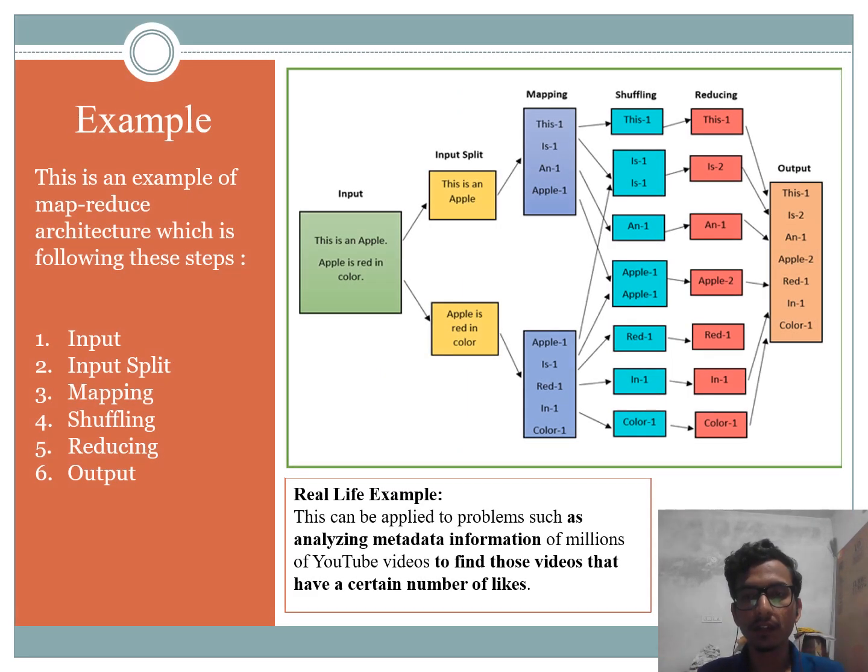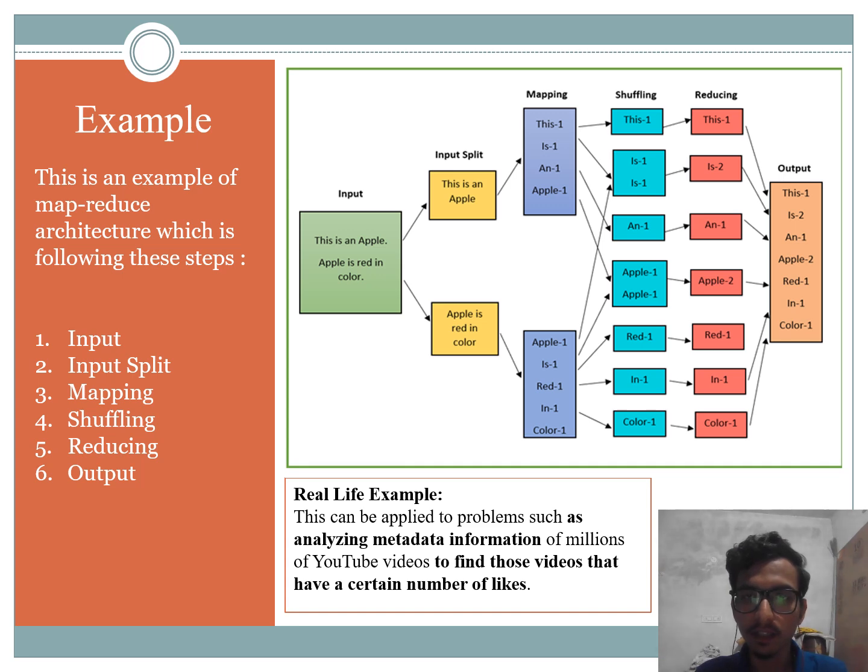This is a very good example of MapReduce architecture. So there is an input: this is an apple, and apple is red in color. Actually, this example is from the reference paper which was written by those two scientists who were working at Google, who were the developers of MapReduce and Hadoop. So this input is divided into two parts, that is, this is an apple, and this apple is in red color.